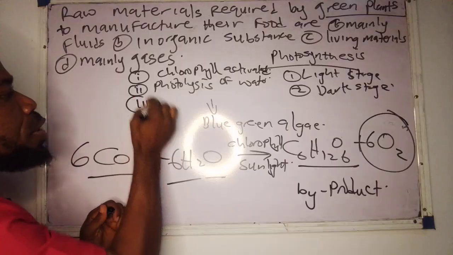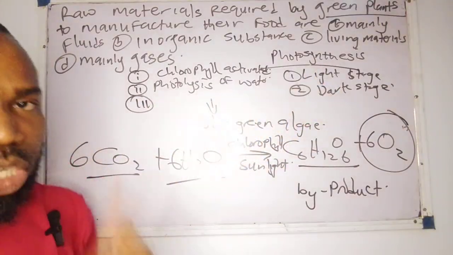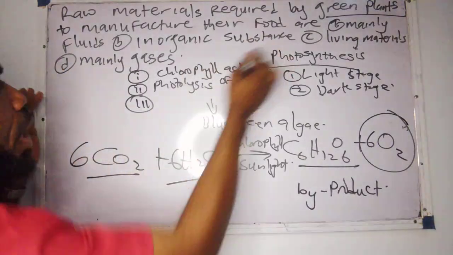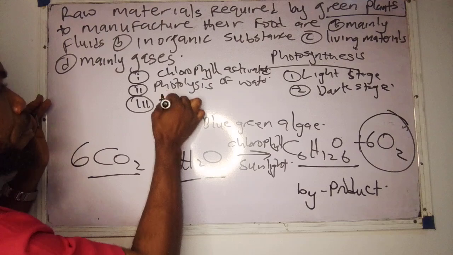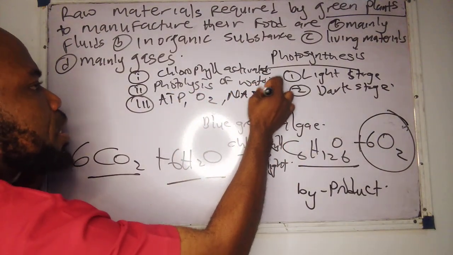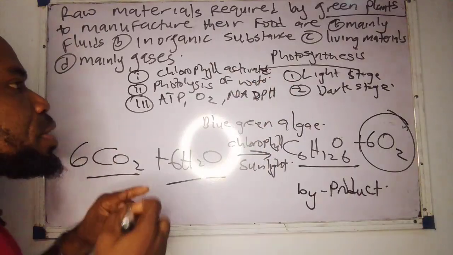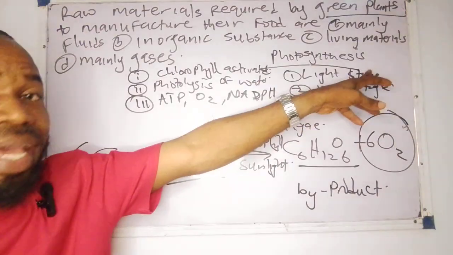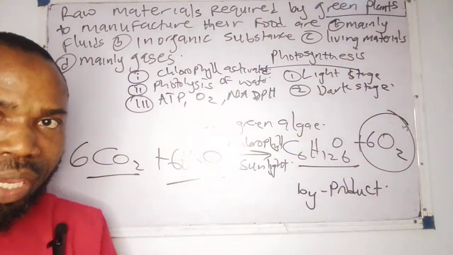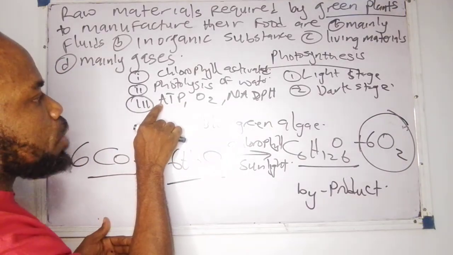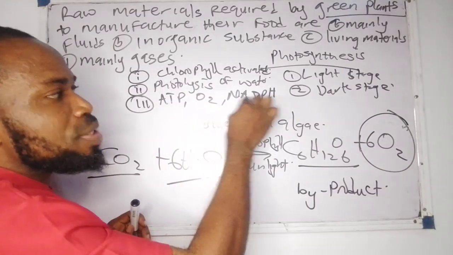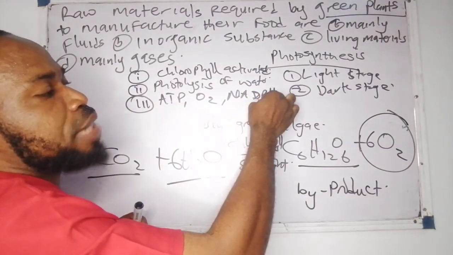Now, Roman figure 3, another thing that you must know concerning the light stage is that 3 molecules are formed. And what are these molecules? We have ATP, we have oxygen, and we have NADPH. These are the molecules that are formed from the light stage. ATP, of course, you know it: adenosine triphosphate. NADPH: reduced nicotinamide adenine dinucleotide phosphate.